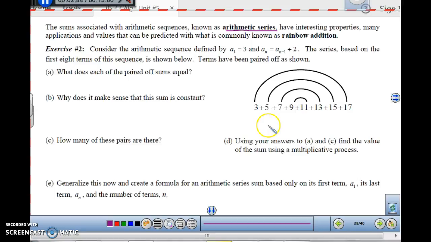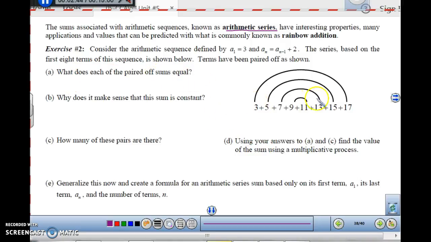So let's remember what our series is. What's the first term? It is 3. And then how do you find the next term? You take the previous term and add 2 to it. So 3 plus 2 is 5, 5 plus 2 is 7, 7 plus 2 is 9, 9 plus 2 is 11, and so on.